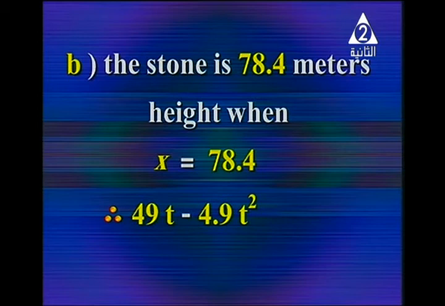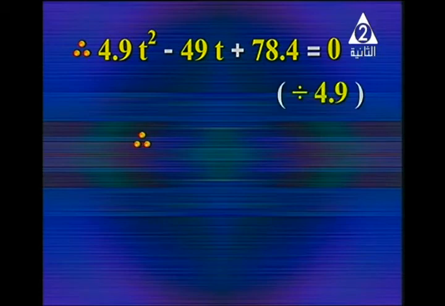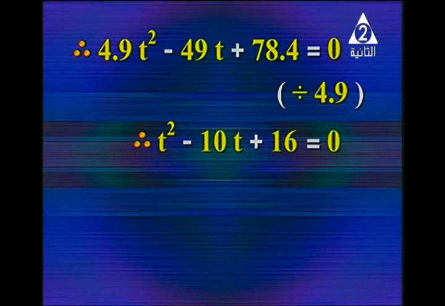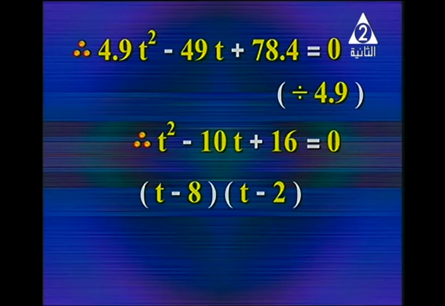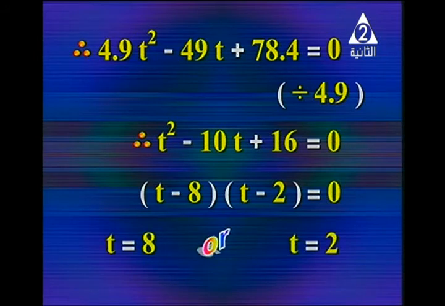Then by using the first equation, x equals 78.4, we have a quadratic equation in time t. Then 4.9t squared minus 49t plus 78.4 equals 0. By factorization, dividing each term by 4.9, t squared minus 10t plus 16 equals 0. We know that t equals 2 and 8, since 2 times 8 equals 16 and the sum equals 10. So t equals 8, also t equals 2. We have two times.